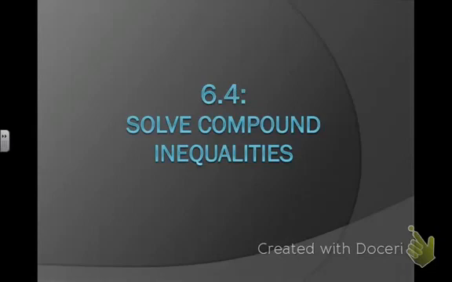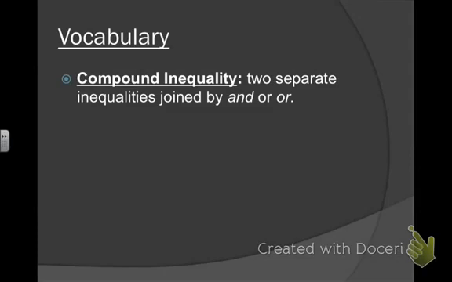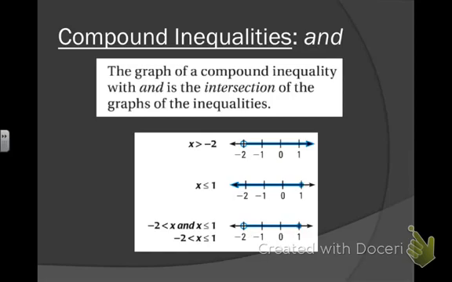This is section 6.4, solve compound inequalities. So a compound inequality is just two separate inequalities joined by "and" or "or." The graph of a compound inequality with "and" is the intersection of the graphs of the inequalities.